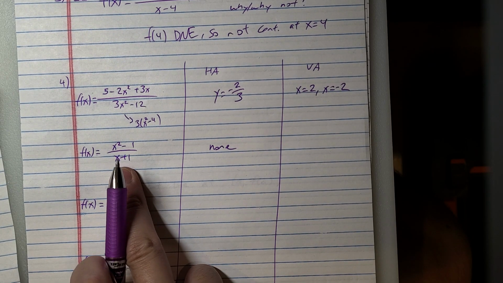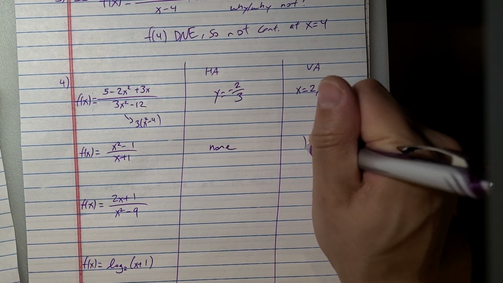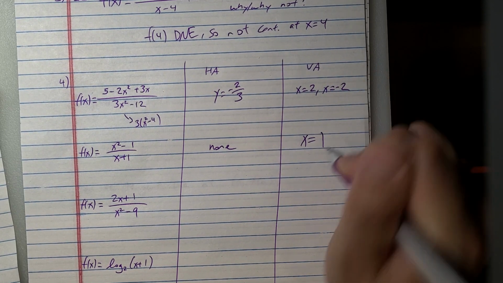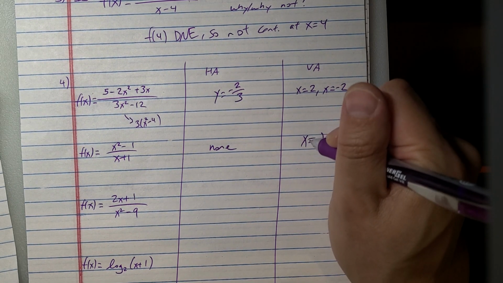Vertical asymptote, the bottom cannot be 0. So x plus 1 cannot be equal to 0. x cannot equal minus 1. Meaning vertical asymptote at x equals minus 1. But actually, that's a trick.